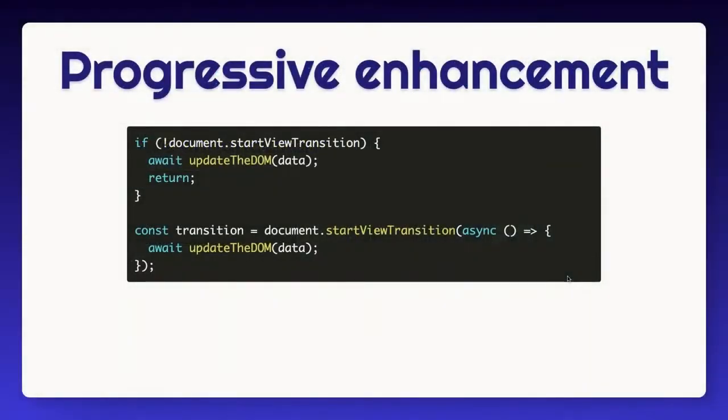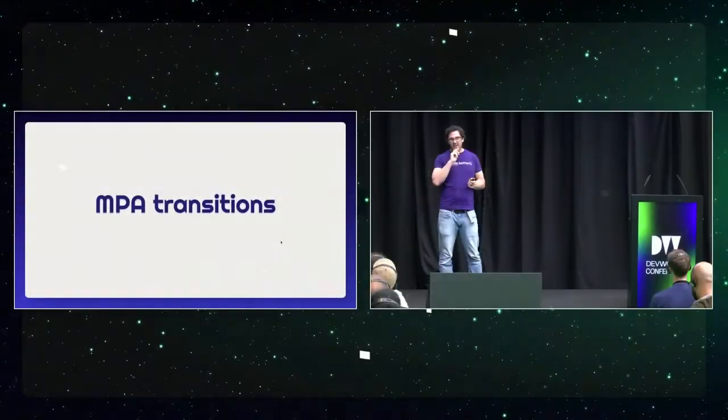If the document start view transition function exists, then we can use it. And if it doesn't, you get the old transitionless moves, or you use whatever code you were using before to do a transition. Progressive enhancement is also one of my favorite things about the web platform, always has been. We invent new things, and eventually the browsers can catch up to us. So that's a bit of a change.